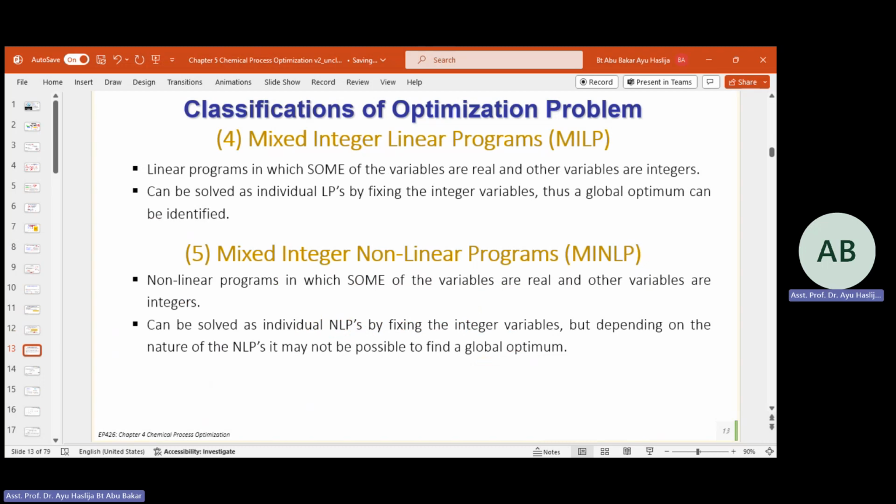Okay, number 4 is the mixed integer linear programs. A mix of linear and integer, some linear, some integer. Number 5 is the mixed integer non-linear programs. Non-linear and integers.